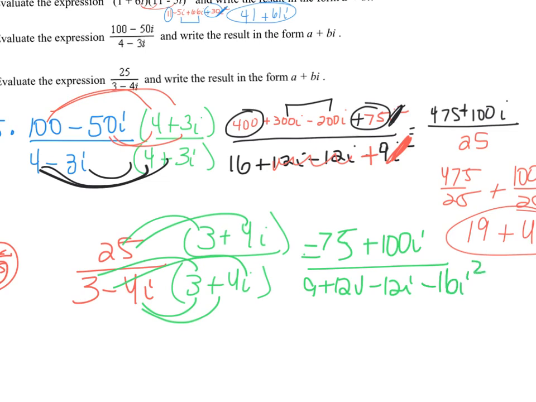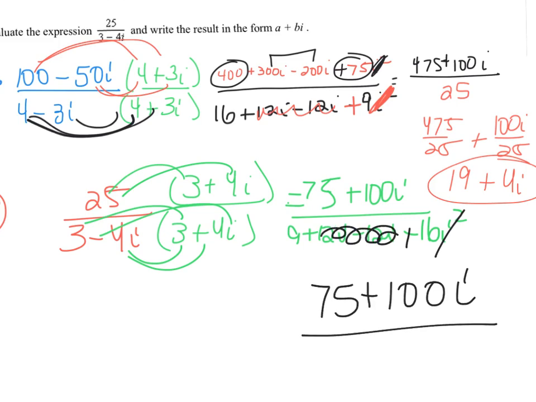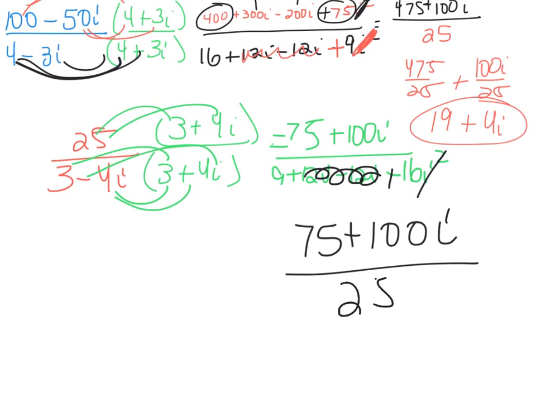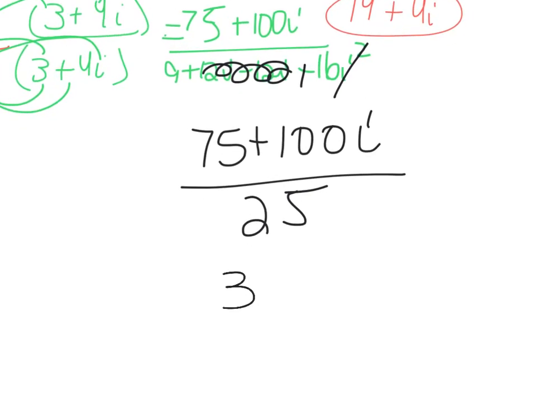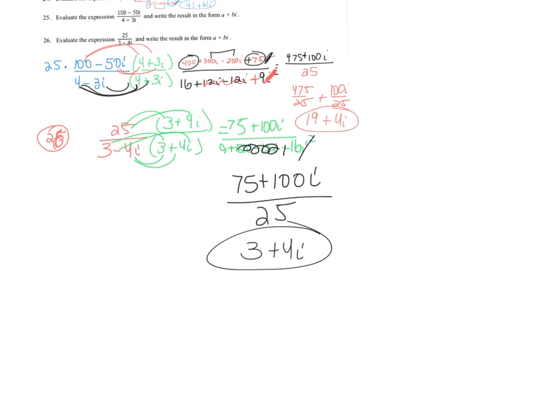You see i squared, what do you do? Cross it off, change the sign. So I have 75 plus 100i on the top. What happens to my positive and negative 12i's? Cancel out. 9 and 16 is 25. And now we simplify. 75 divided by 25 is 3. 100 divided by 25 is 4. There's your answer. You guys all right? Okay.